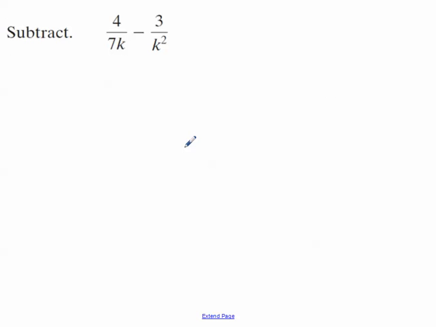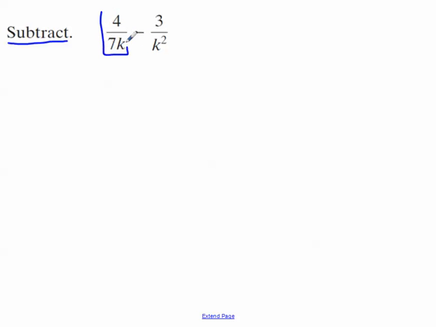So let's go through 2 examples, and then I'll leave you to your own devices to solve the third one. So here we've got 4 over 7k minus 3 over k squared. I look at it and say, the instructions say subtract, and there's a subtraction sign. I have to have the lowest common denominator. I have to have a common denominator in these 2 fractions.